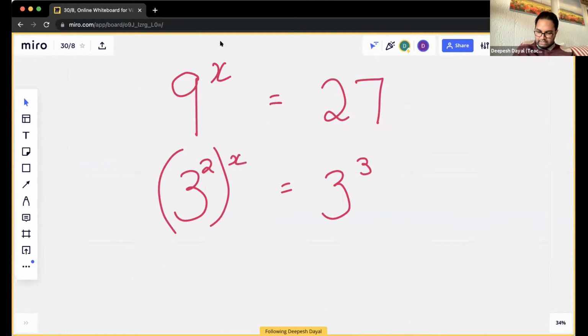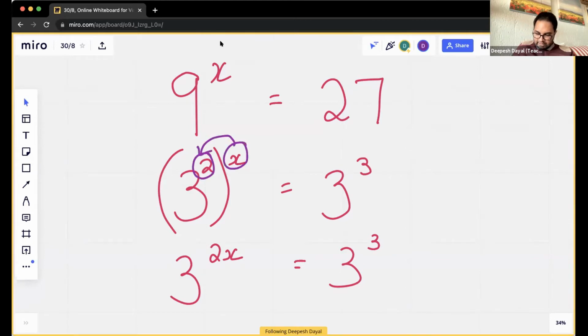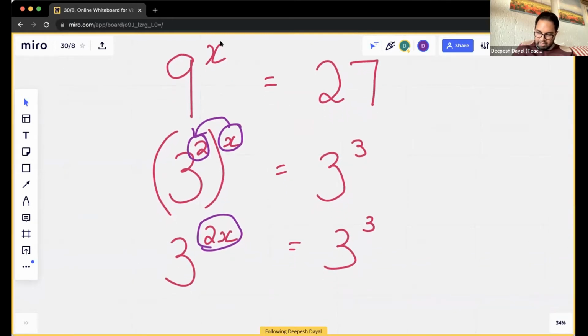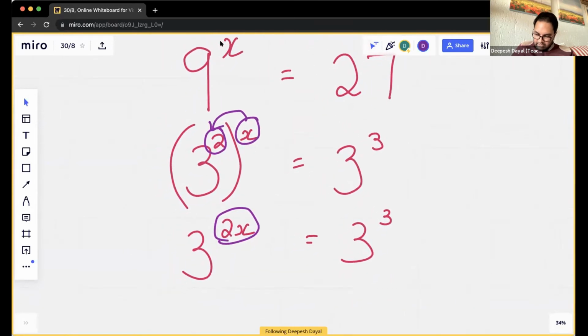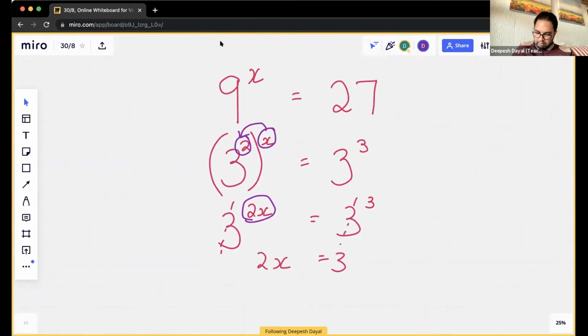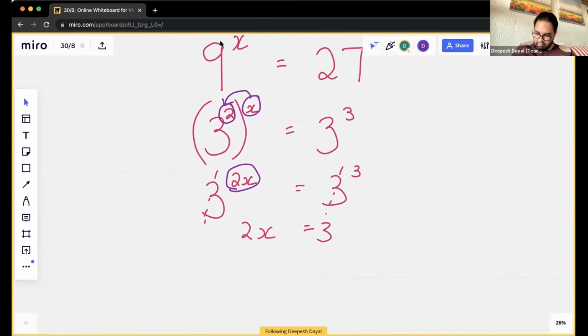But there's an x here on the outside. So this becomes 3 to the power 2x equals 3 to the power 3. Now the rule is, when you've got a power on the inside and a variable on the outside, you just multiply it in. So it becomes 2x. So 3 to the power 2x equals 3 to the power 3, and then we can cancel this out. So 2x equals 3. Therefore, x equals 3 over 2.